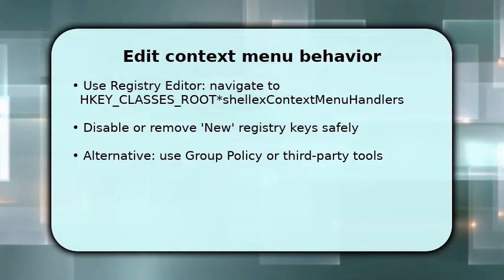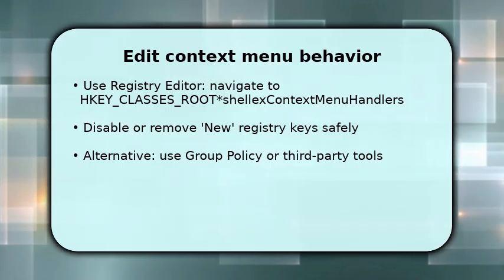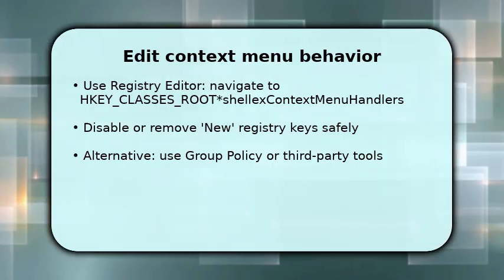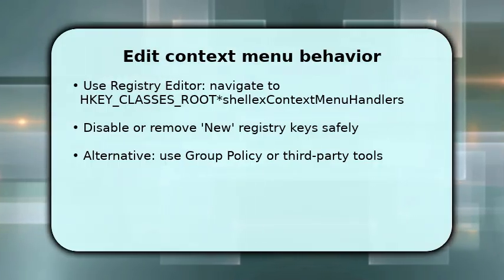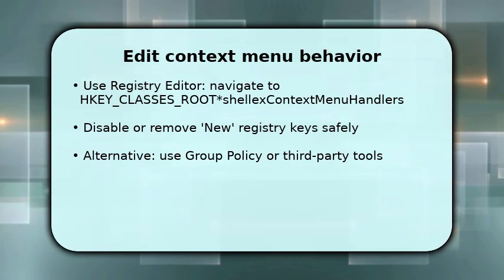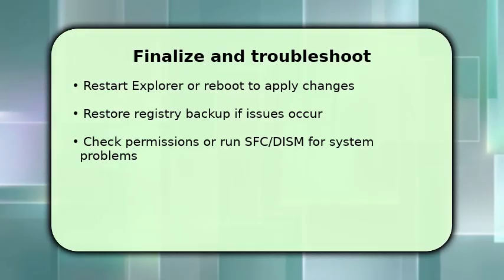If you prefer less risk, use Group Policy or a vetted third-party utility to toggle the behavior. Either way, make sure to finish by restarting Windows Explorer or performing a full reboot so your context menu changes take effect. You should now see items without needing Show More options.